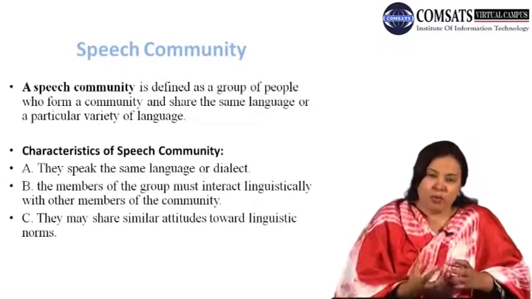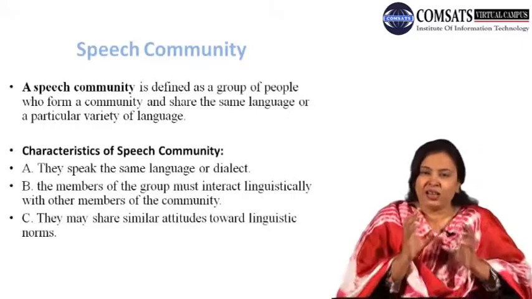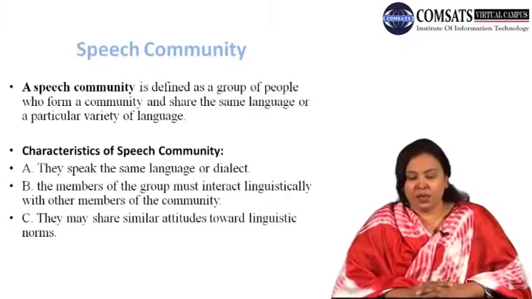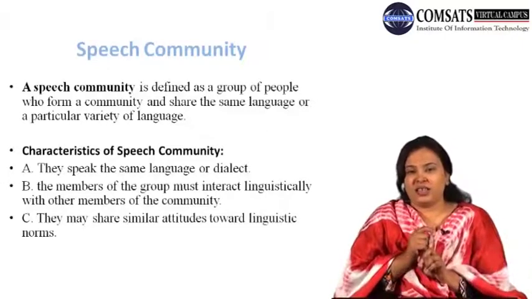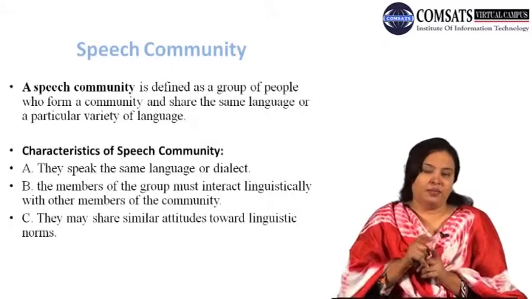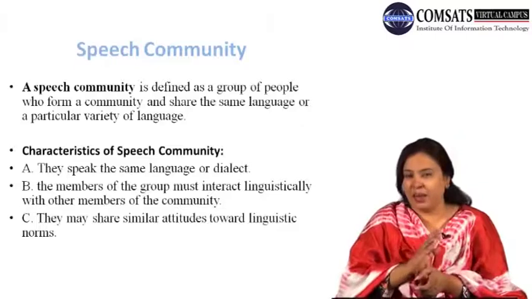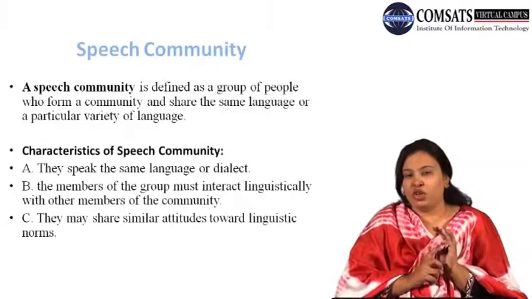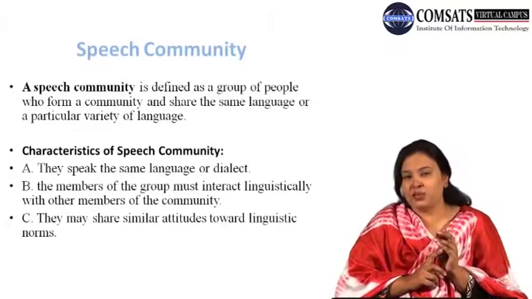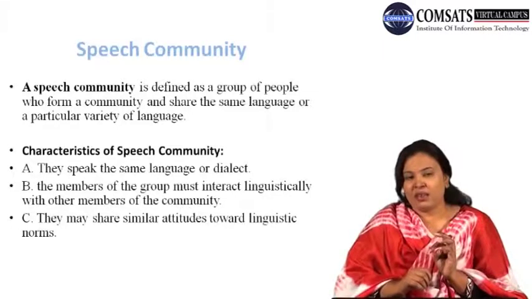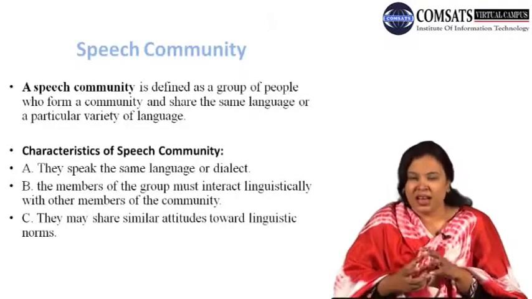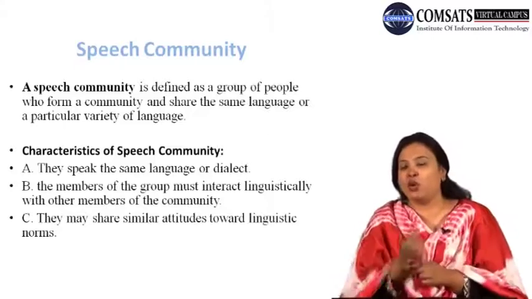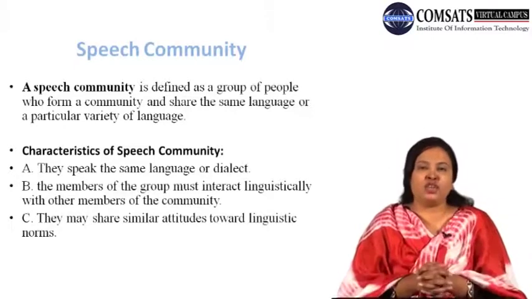So the group of people who talk in one language or in one dialect are referred to as a speech community. Then what are the characteristics of a speech community? Number one, they speak the same language or dialect. You should be clear that it can be a language or it can be a dialect. For example, I can say the speech community of the Punjabi language, but at the same time I can have a speech community of Potohari, or a speech community of Lahori Punjabi. Again, these are dialects inside the standard Punjabi, but if they are sharing one dialect or one language, they are referred to as a speech community.